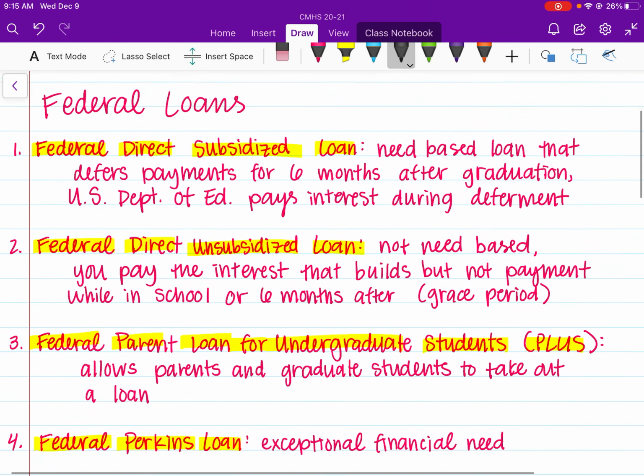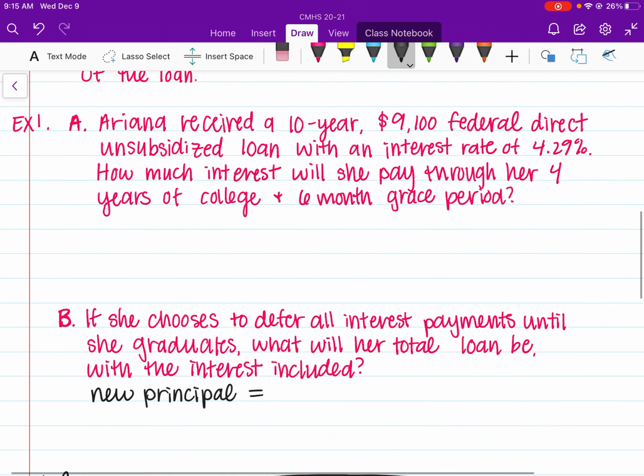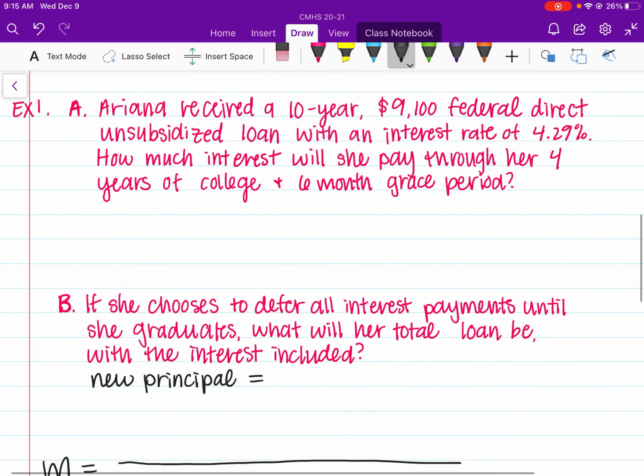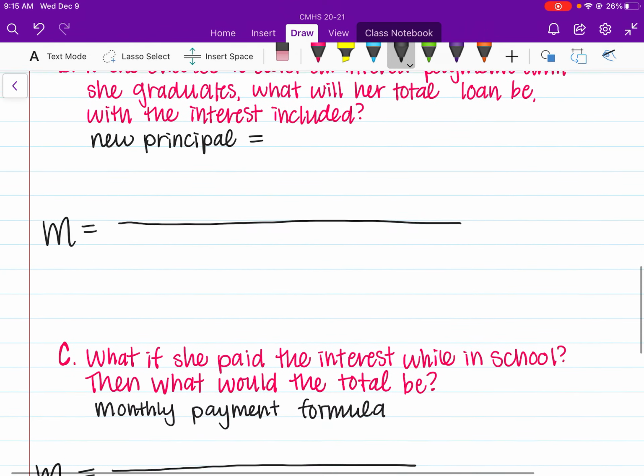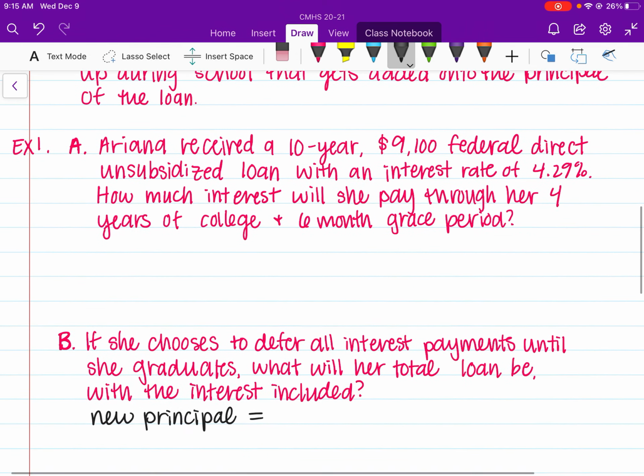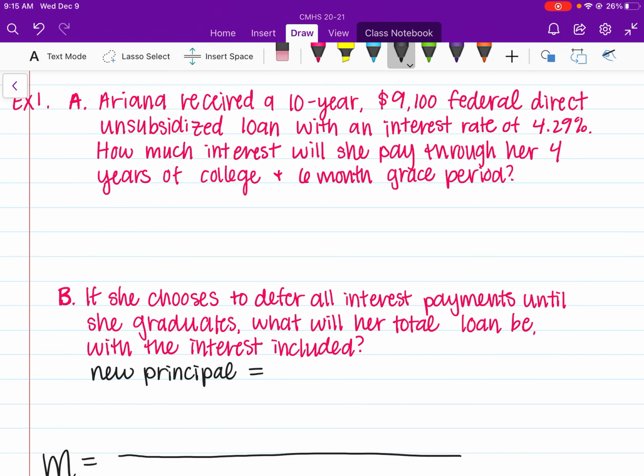All right, guys, so we've already talked about the basics of student loans, these words up here on the PowerPoint. So now we're going to do some actual examples. We're going to use the same girl for all of these examples, and we're just going to see what would happen if she does different things.